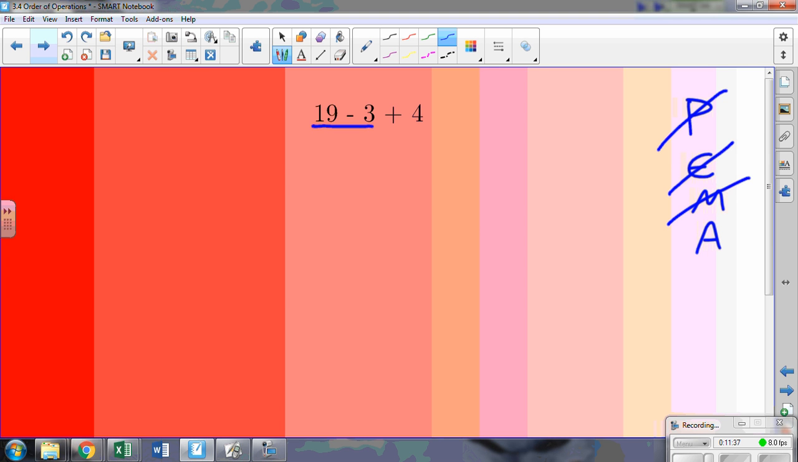For this problem, the subtraction is on the left. 19 minus 3 would equal 16. Finishing the problem by adding, 16 plus 4 gives us 20. Our correct answer is 20, but I'm sure that there are people out there that will make the mistake. If you did addition first, just assuming that adding has to be before subtracting, you wind up saying 12 subtract 7 is 5. And you get a completely wrong answer because you violated the rules.